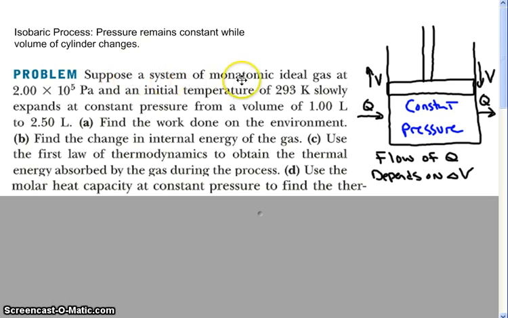So suppose we have a system, a monatomic ideal gas, at a pressure that will remain constant. We have an initial temperature of 293 Kelvin, and we're slowly expanding it at a constant pressure from a volume of 1 liter to 2.5 liters. We'd like to find the work done on the environment by the piston as that happens, the change in the internal energy of the gas, and then we'll use the first law of thermodynamics to obtain the thermal energy absorbed by the gas during that process. Okay, so that's what we'll do first.